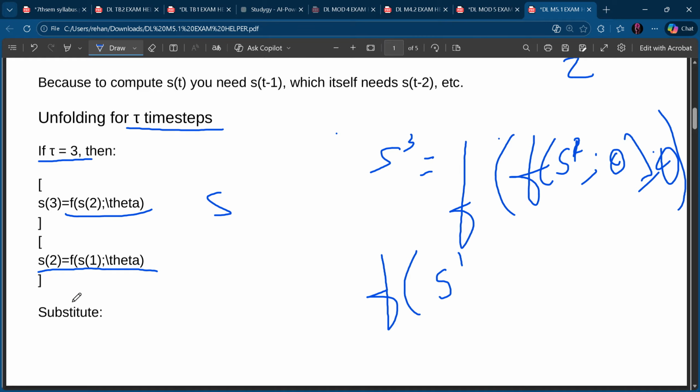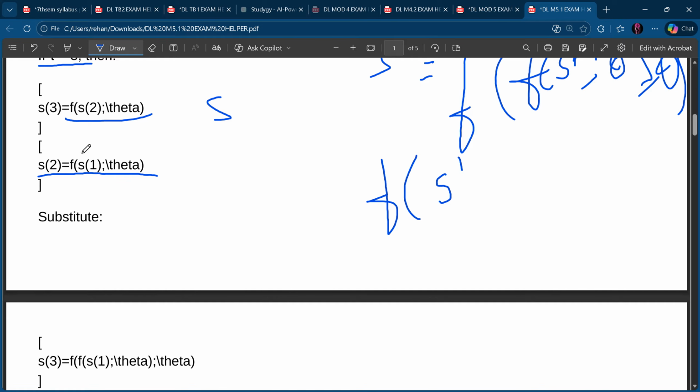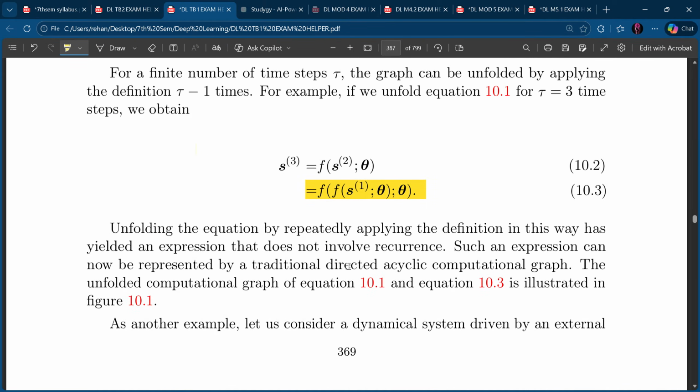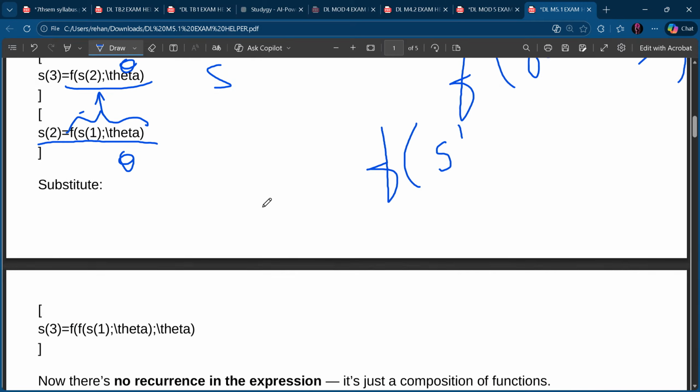Then we have to compute s of 2. What is s of 2? It is nothing but f of s_(2-1), that is s of 1, theta. Now we have to substitute this s of 2 into s of 3. S of 3 is equal to f of, and in place of s of 2, you just write this whole thing. So it will be shown as f of f of s1 theta, and then one more theta will come. Because if you see carefully, this whole s2 itself has one theta, so you will have two thetas.